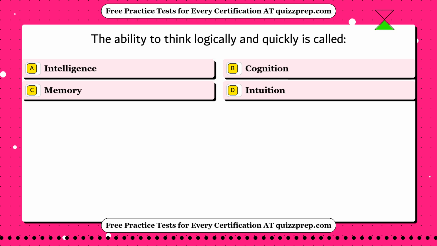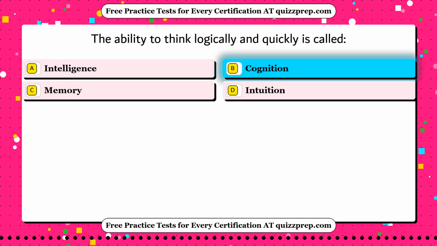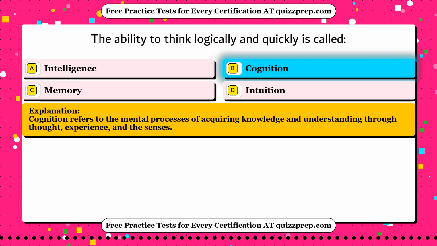Question 57. The ability to think logically and quickly is called: Option A, intelligence. Option B, cognition. Option C, memory. Option D, intuition. The correct answer is option B, cognition. Cognition refers to the mental processes of acquiring knowledge and understanding through thought, experience, and the senses.